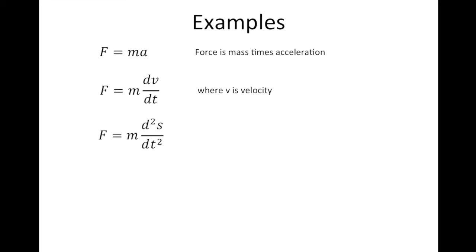Now let's take a look at some examples. This one is a force. We notice that force is equal to mass times the acceleration, but we know that acceleration can be expressed as the derivative of velocity with respect to time. So that means this equation is an example of a differential equation. Furthermore, we know that acceleration is also the second derivative of displacement with respect to time. So here S is the displacement function.